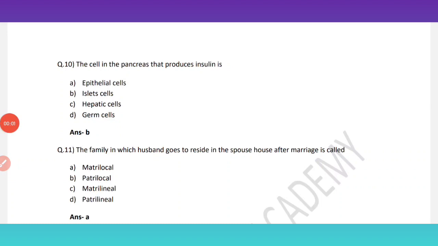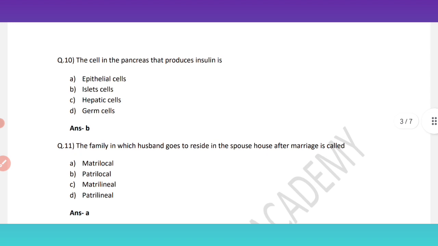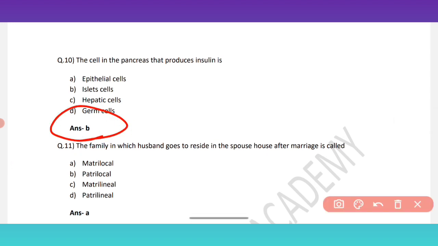The next question is the cell in the pancreas that produces insulin. Very simple question. Which cell produces insulin in the pancreas? Beta cells. Beta cells are the ones in the islets of Langerhans. So here the right answer is option B, islets of Langerhans.